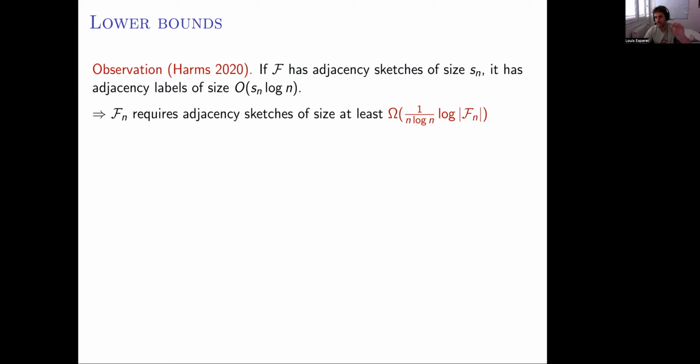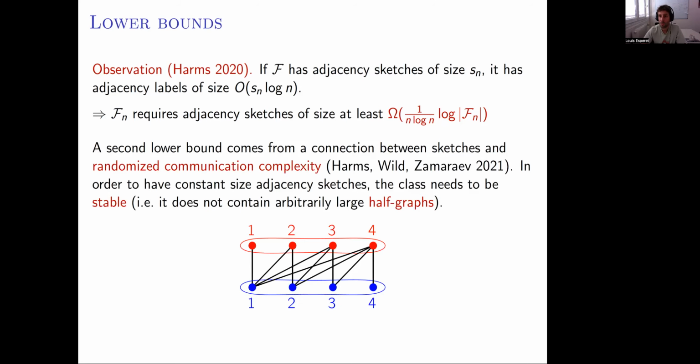But previously, we only had this kind of counting lower bounds for adjacency labeling. Now we have a new, very interesting bound, which is completely different. And this comes from communication complexity. This was proved by Harms, Wild, and Zamariev by making a connection between randomized communication complexity and adjacency sketches. So they proved that there's another obstacle for having constant size adjacency sketches. It's the presence of large half graphs in your class.